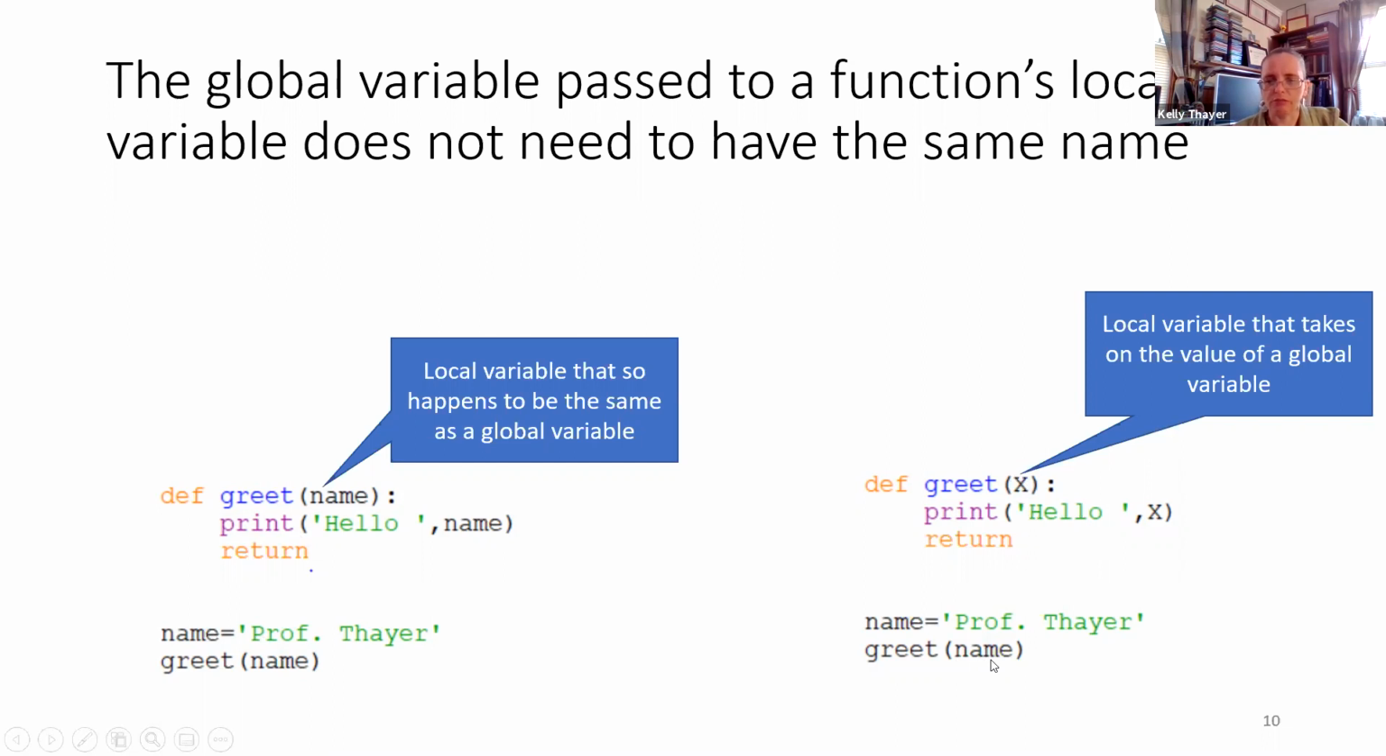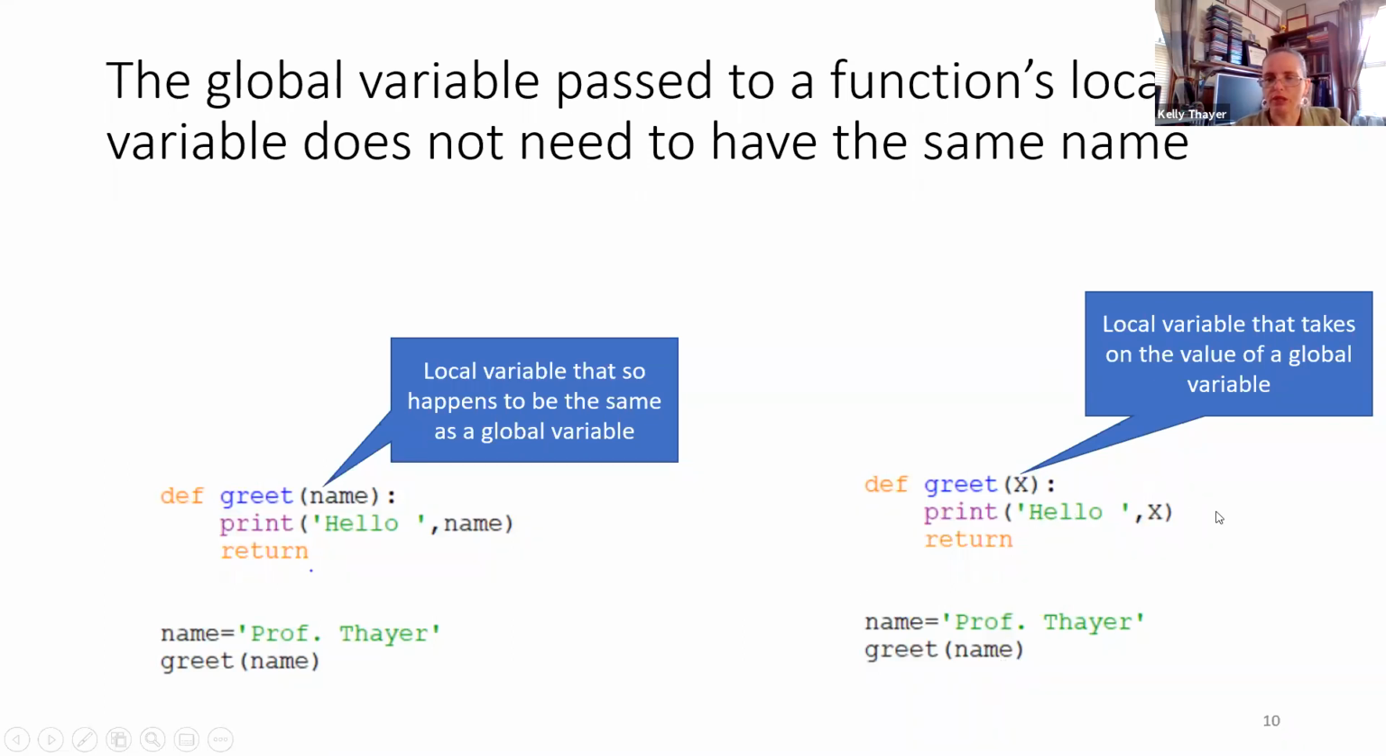And the reason for that is because what actually happens is the variable assignment happens as part of the call process. So when you run this line right here, greet name, to send up the value, what will happen is the local variable x will take on not name itself, but whatever the value of name is. So this x never actually knows that that was sent in the variable called name. It doesn't know that. All it knows is it has a value of Professor Thayer and it assigns that to x.